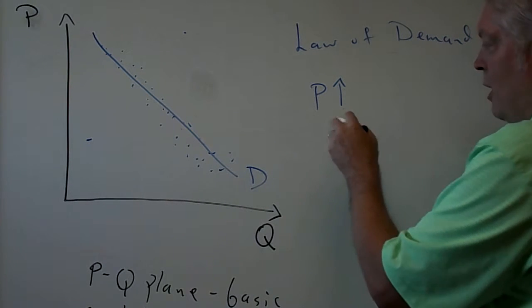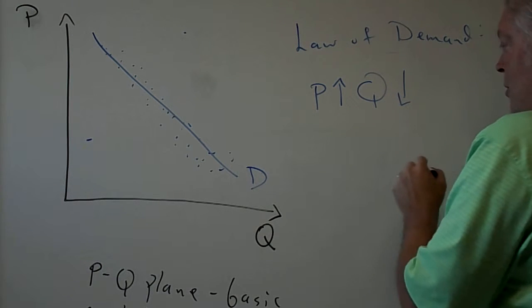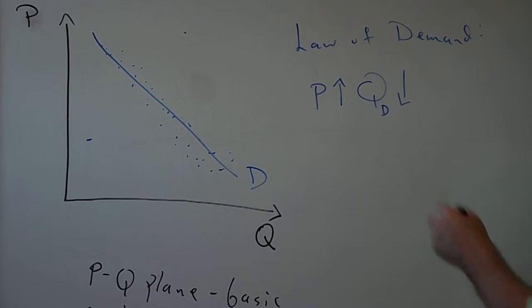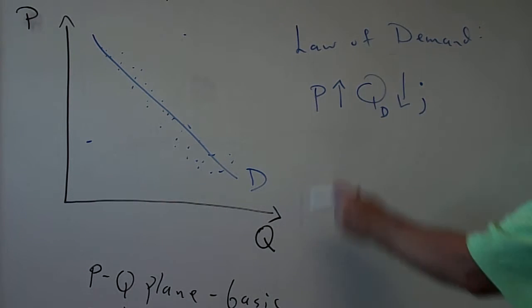If the price of a good rises for whatever reason, typically the quantity that is demanded of that good is going to go down. And I'll put a little d subscript under quantity there so that we can differentiate between quantity demanded as opposed to quantity supplied. So this makes sense, doesn't it?